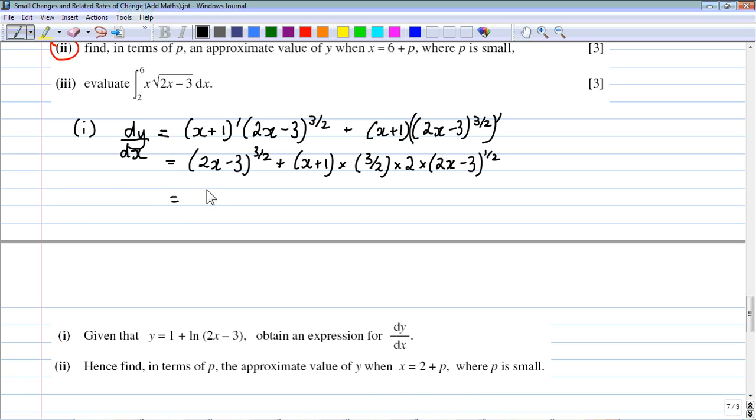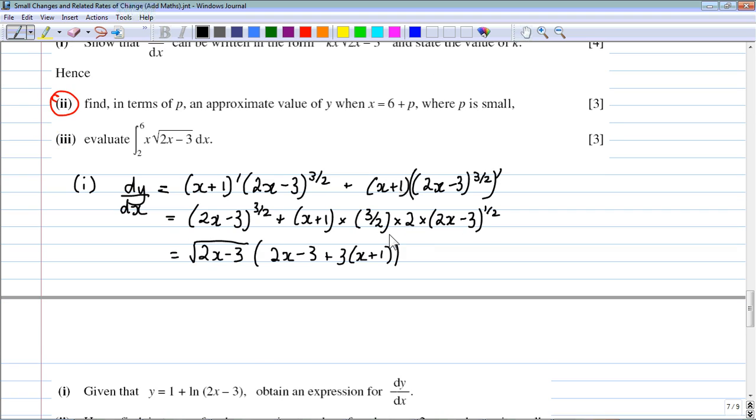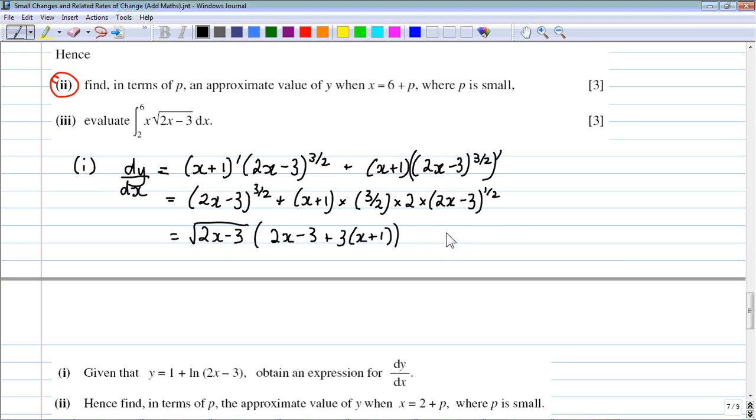Take out a common factor, 2x minus 3 square root times 2x minus 3 plus 3 times x plus 1. You can see that the 3's cancel, so we get 5x root 2x minus 3, so k is 5.